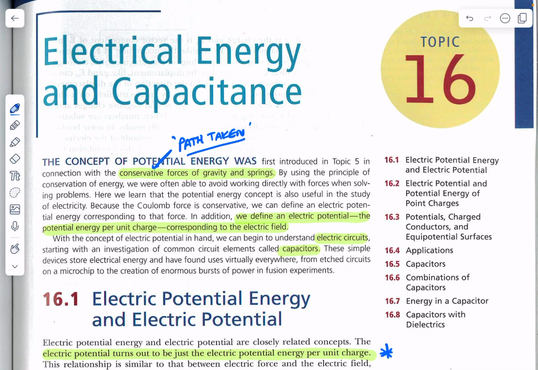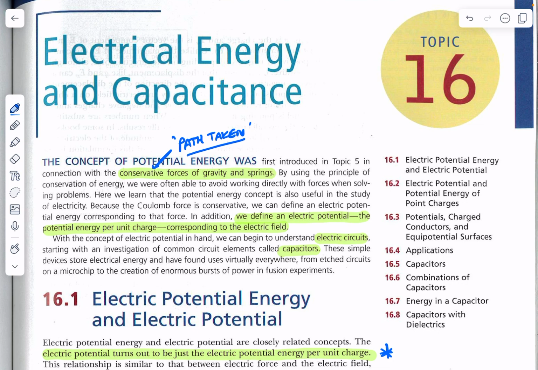Now that also is a throwback to an earlier chapter, chapter 5. A conservative force, as opposed to a non-conservative force, is a force where it doesn't matter how you get from point A to point B. For example, you could climb up a mountain and take any one of a dozen different routes, but if you start in the same place and you end in the same place, your total potential energy that you now have is going to be the same.